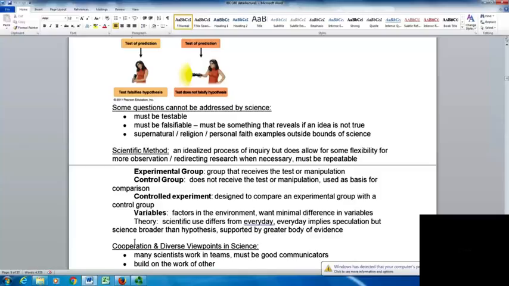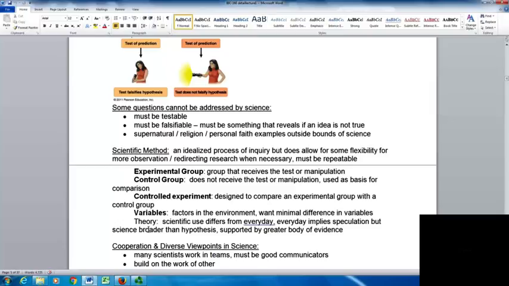So with the scientific method, this is your idealized process of inquiry. This is what you'll be working on in one of your labs. It does allow for some flexibility for more observation, but it does try and keep things repeatable and allows you to redirect when necessary. So when writing up a scientific procedure, you want to make sure that you're very clear so that if someone else repeats your study, they can do it exactly the same way you do.